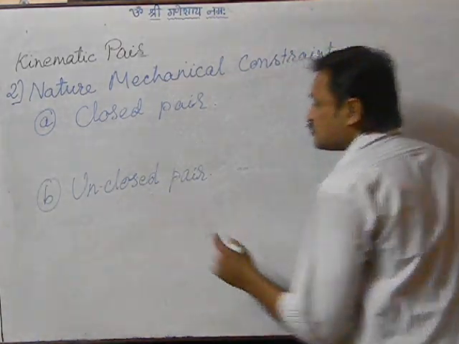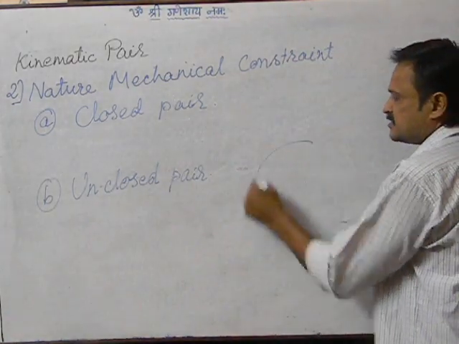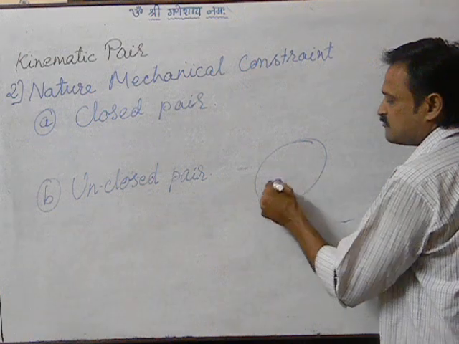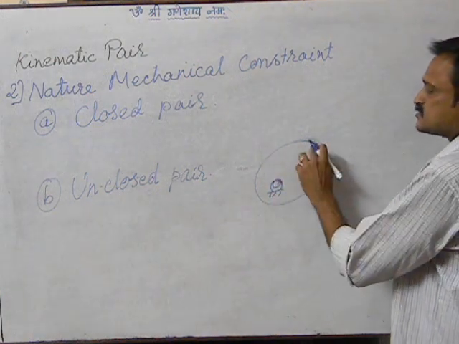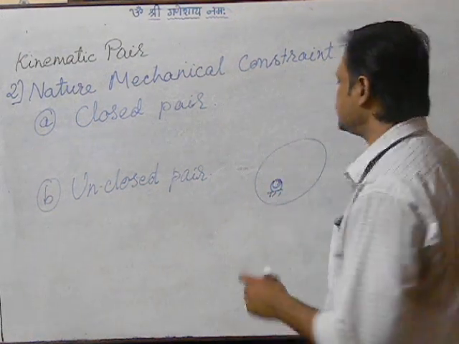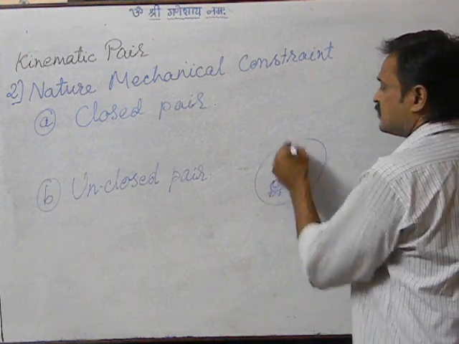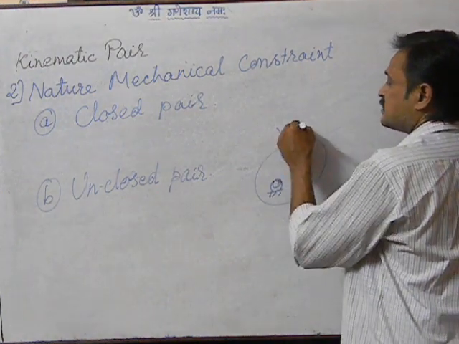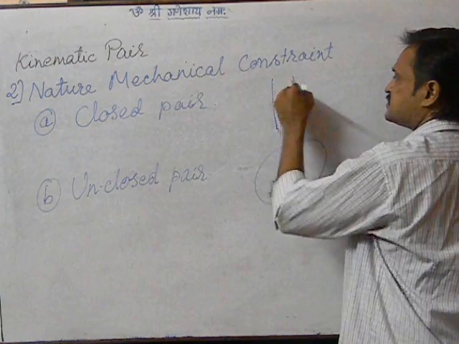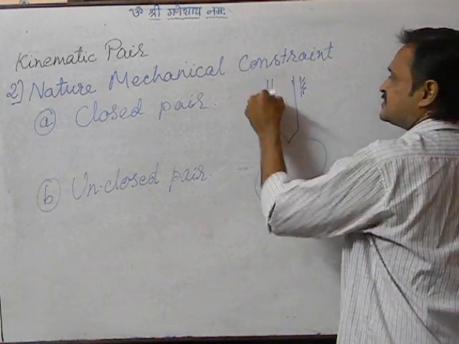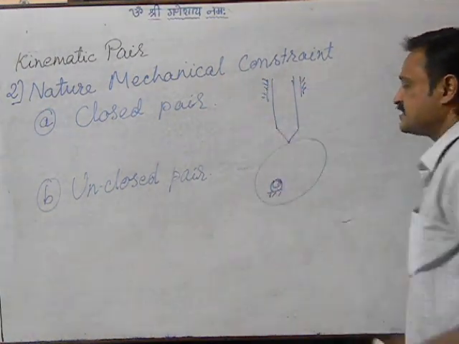Now what is an unclosed pair? An example can be a simple cam follower arrangement. This element is called the cam. We will be studying cams in detail. Now this member is called the follower. Just try to imagine this situation, how motion is getting executed.